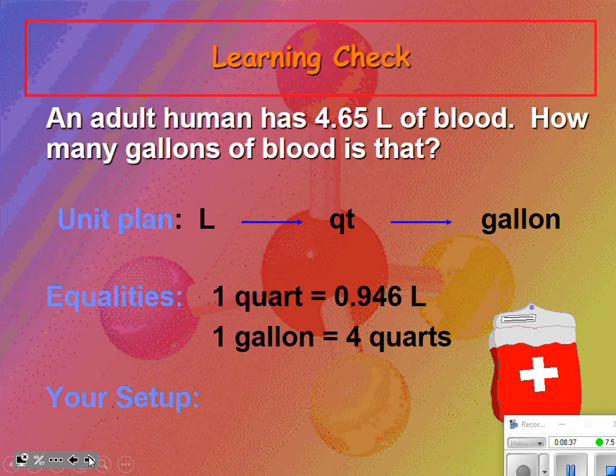Now here's a learning check. An adult human has 4.65 liters of blood. How many gallons is that? How many gallons of blood is that? I'll give you a second here to write it down, and then we'll answer it.